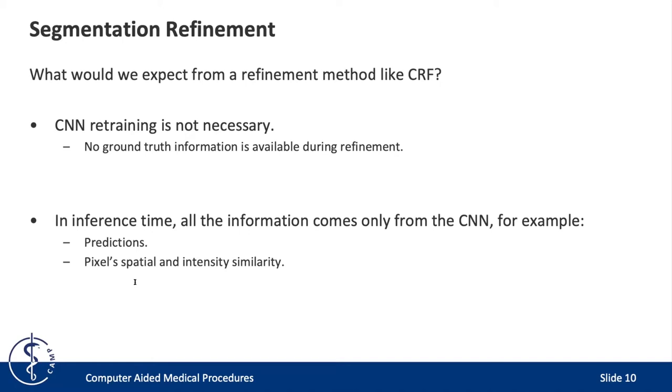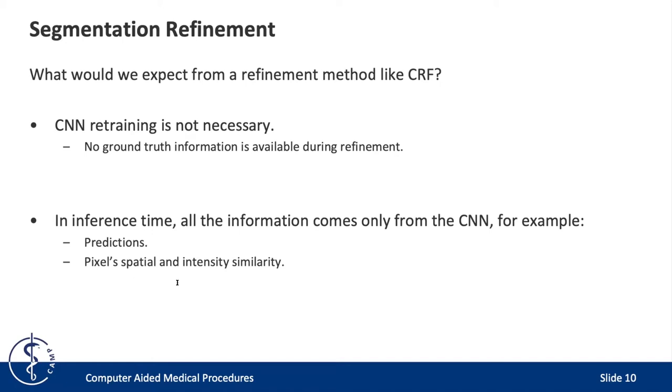And also we can use some similarity, for example, the similarity in the intensity. We can assume that two points that belong to the same organ should be more or less close in the space and also should be similar in intensity. And we can use this kind of information to try to do the refinement. And these are the components that conditional random field employs to do the refinement over the input.